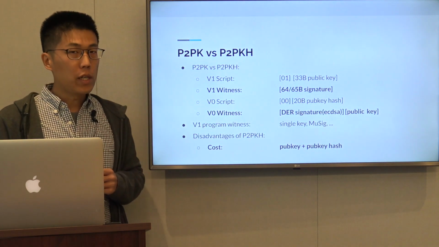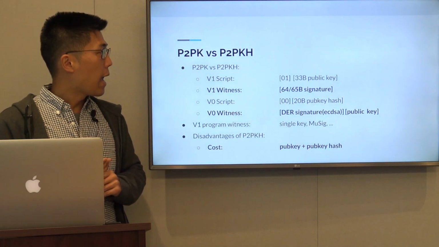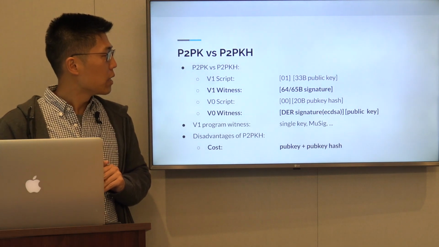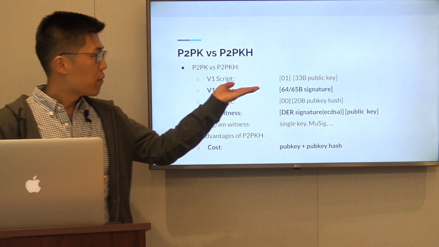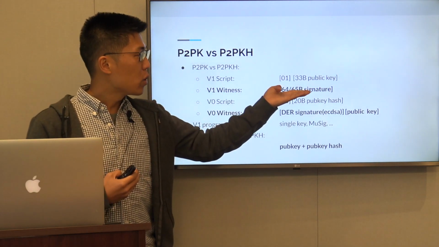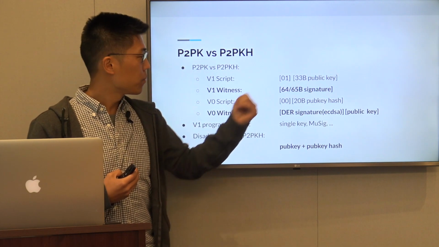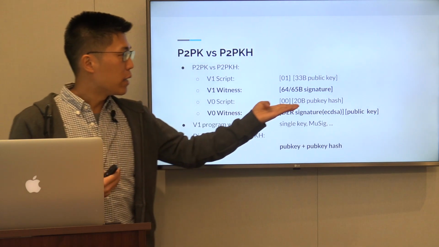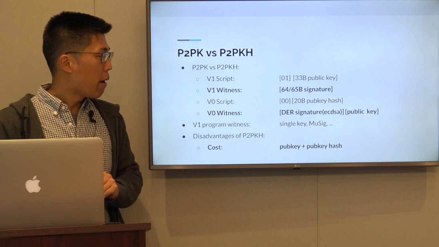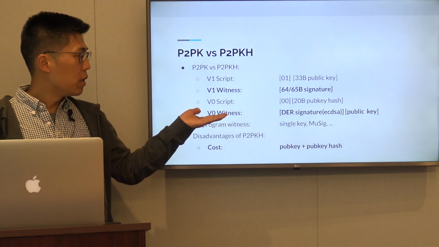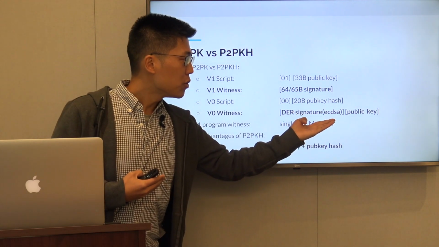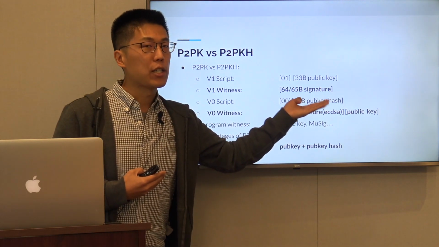Quick comparison between SegWit version 1 and the legacy pay-to-public-key-hash or pay-to-witness-public-key-hash outputs. In version 1, we have the 33-byte public key in the output. This can be spent with a 64-byte Schnorr signature. Previously, we had a 20-byte public key hash, which is slightly smaller than the 33-byte public key. However, when spending, the witness requires, first of all, a DER signature, and in addition to that, the public key, since we're using a public key hash in the output.